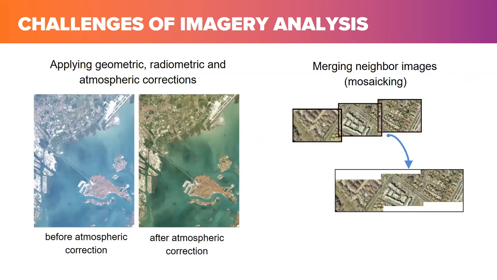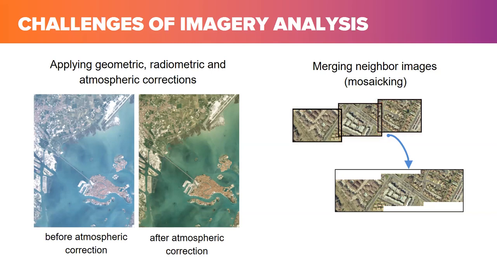Also, when you get an image, you cannot just start performing your analysis straight away. First, it has to undergo a number of pre-processing steps. I will just say that without doing them, your analysis will not have any sense whatsoever. But sometimes you are lucky that your provider does it for you. Sometimes not. Sometimes you have to do it yourself. And one of these pre-processing steps, it's not the mandatory one, but it is highly recommendable, is atmospheric correction.